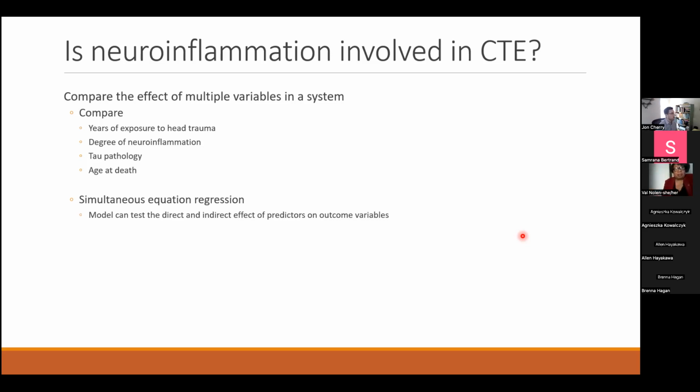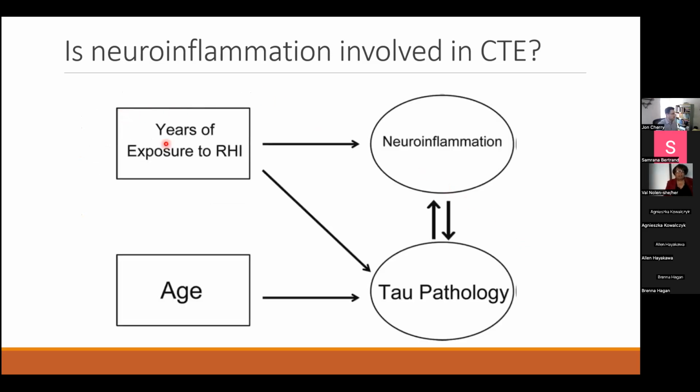So what does this mean? We have predictor variables and outcome variables. We have two variables, exposure to trauma and age, that we think are driving, and then we have our outcome variables, inflammation and tau. And what we were able to show is that whenever there's an arrow, it means there's a significant effect on that population.